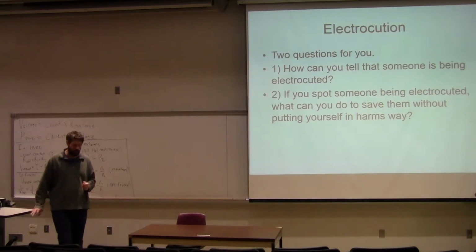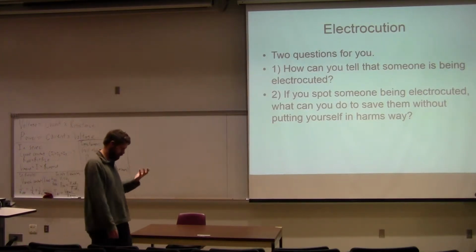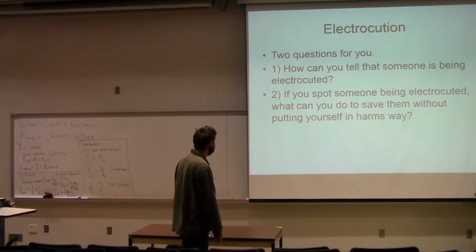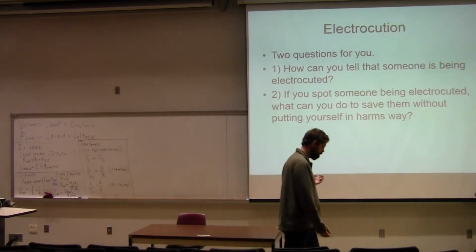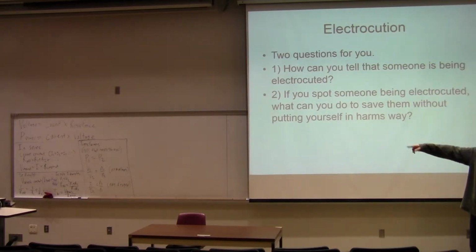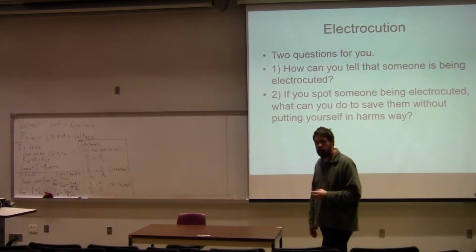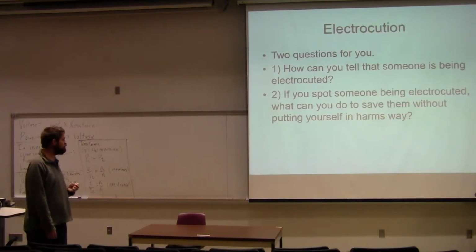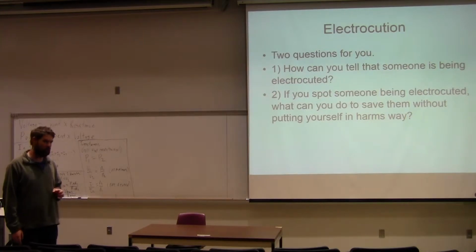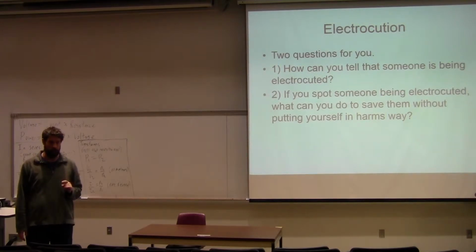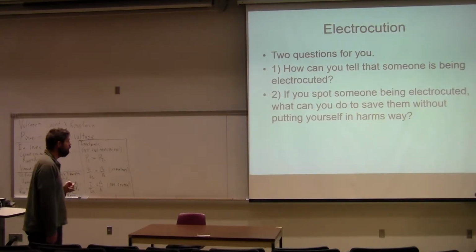Electrocution. All right, so let's examine what it takes to kill a person with electricity. So two questions before we get to the amount and which of those three values, voltage, current, or resistance, is the culprit. Suppose that you had a friend who was being electrocuted. How would you be able to tell? And if you figured out that they were being electrocuted, how could you end the electrocution so that they don't die without putting yourself in harm's way? That's the thing. All right, so ponder those for a moment.